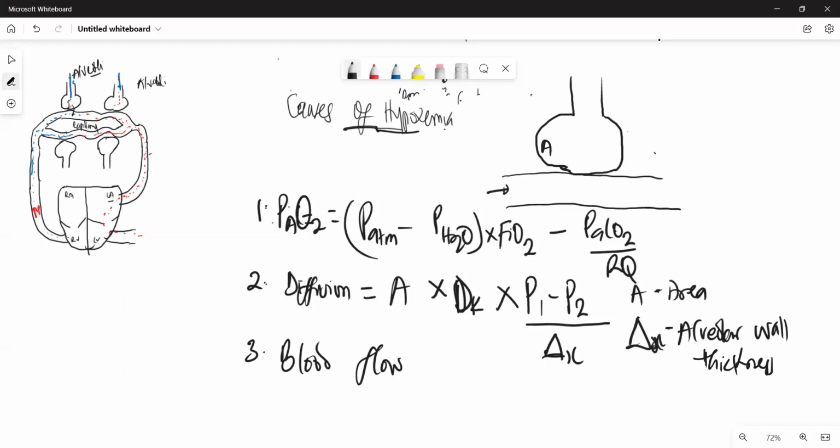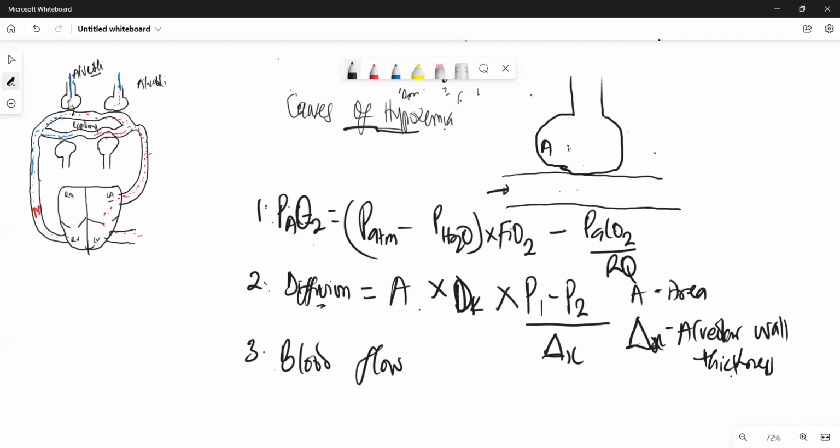If you can remember these three things, it's going to be very easy for you to know the causes of hypoxemia. The way I imagine it is the determinants of the oxygen in the alveolus, which is the alveolar gas equation, then for the oxygen to get into the plasma, that will be the help of diffusion. Diffusion is directly proportional to the surface area and inversely proportional to the alveolar wall thickness. And the last one is the blood flow, because we need the blood to flow.